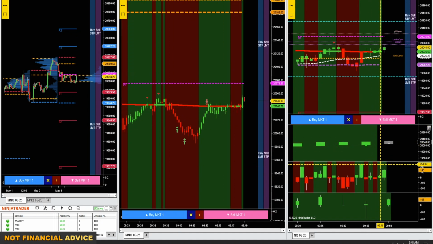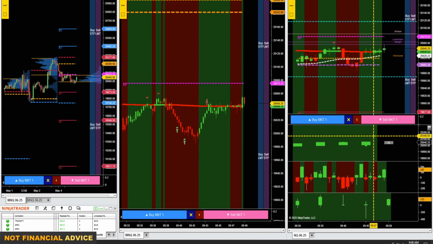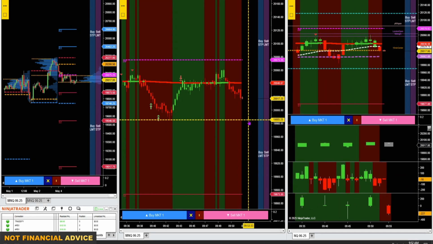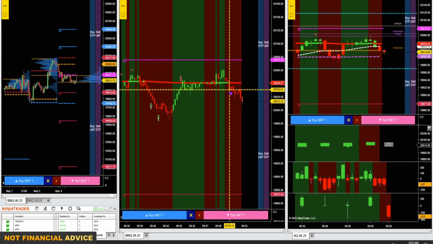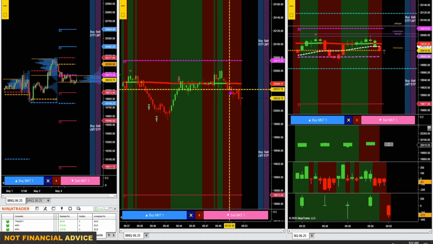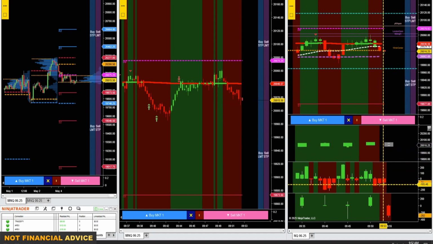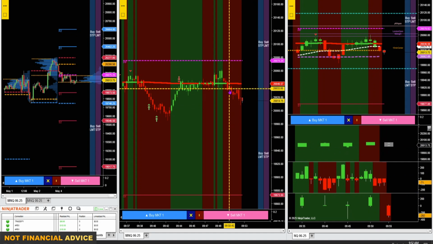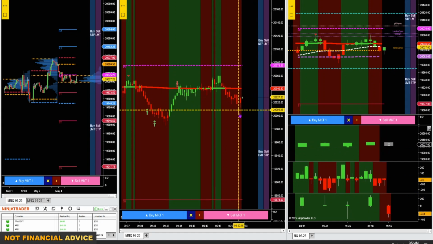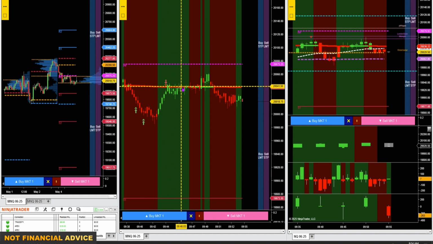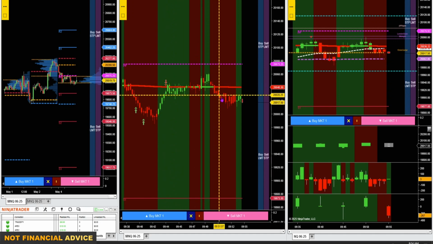Everything's green on the higher time frames, 1 minute and the 5 minute. Just got into another short. We had a nice close below VWAP. Trend was red. Things were starting to turn red on the higher time frames. We popped down over 20 points. We've only had this short signal back here, so I've only been looking for shorts.